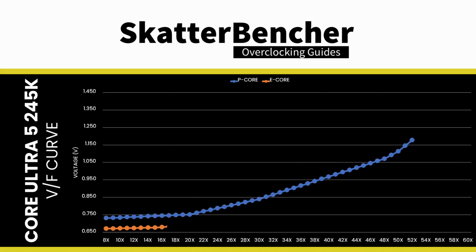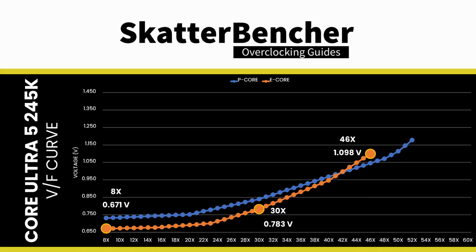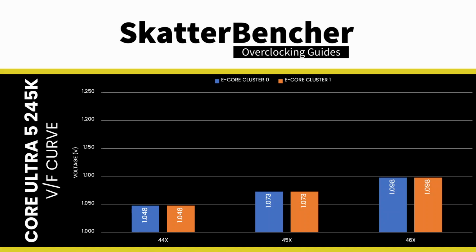Here's the aggregate E-core VF curve for my specific Core Ultra 5 245K. The voltage is about 671 mV at 800 MHz, then increases to 0.785 volt for VF.4 at 3 GHz, and ultimately ends up at 1.098 volt for VF.6 at 4.6 GHz. While each E-core cluster can have a different fused voltage for VF.6, for this particular CPU, it's the same at 1.098 volts.